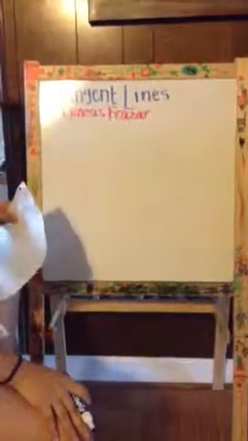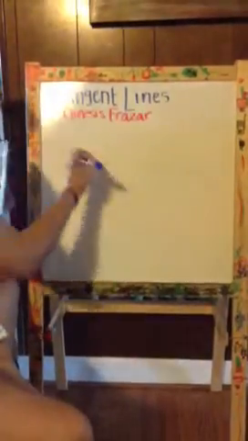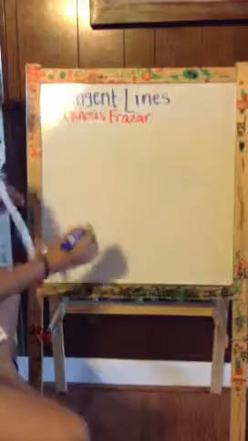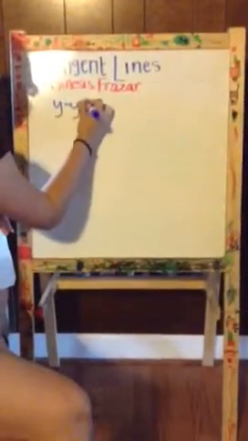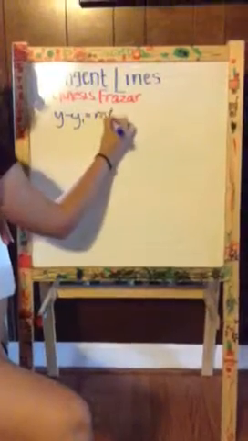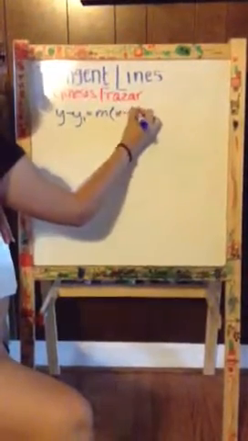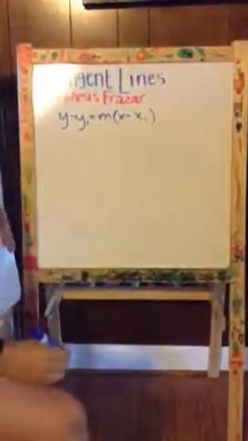Today we will be learning about tangent lines. So first I'd like to start off by explaining that the tangent line formula is y minus y1 equals m times x minus x1. Keep that in mind while doing all these problems.